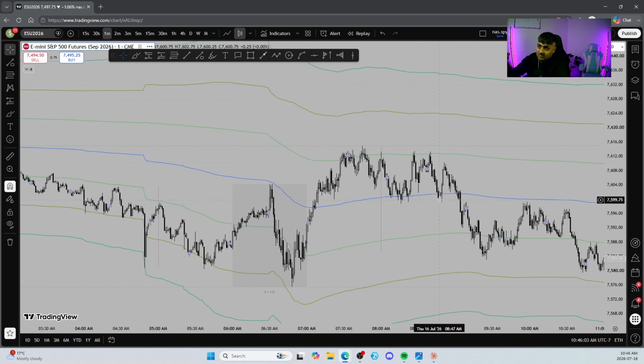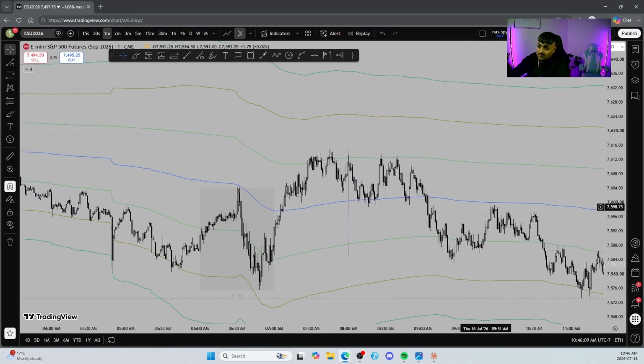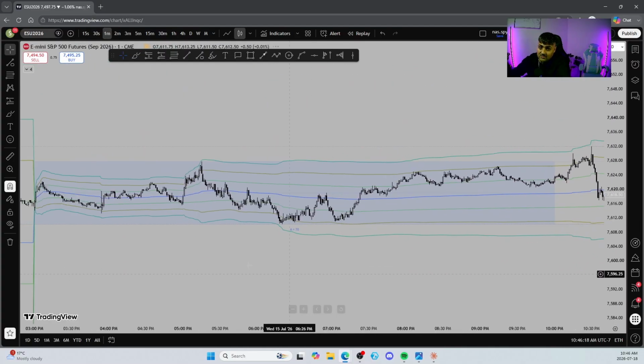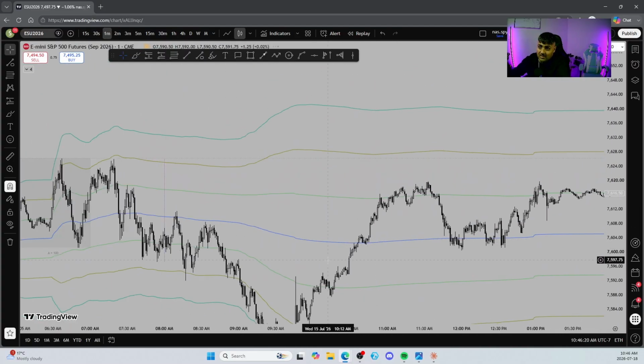Come back, test the VWAP. We try to test it again. Fail. Come test the VWAP. Go down again, test the VWAP. Look how magical this tool is. It hugs the VWAP so nicely. If you implement this into your trading, it'll be a night and day difference.